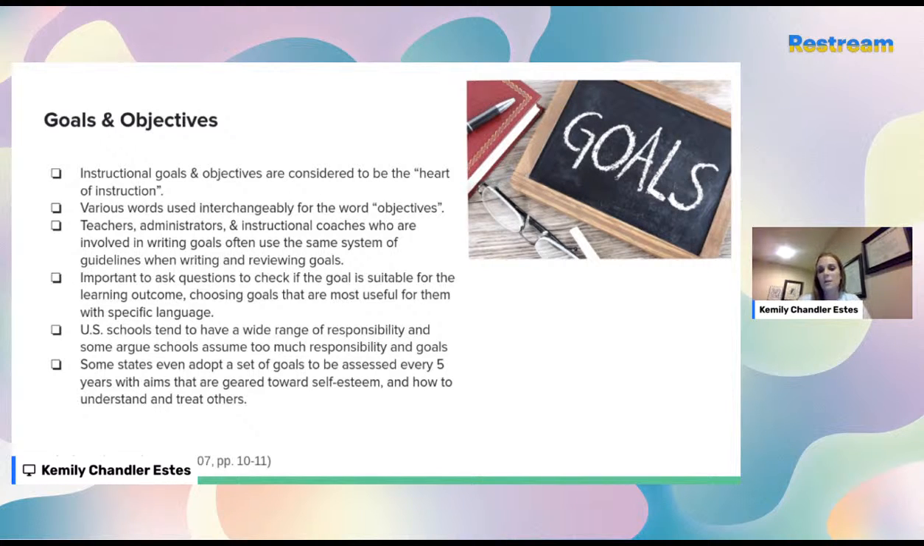So, very specific language. And I found it very interesting in the book. There was a lot in the book about the different responsibilities of the school, and there are different arguments about where the U.S.